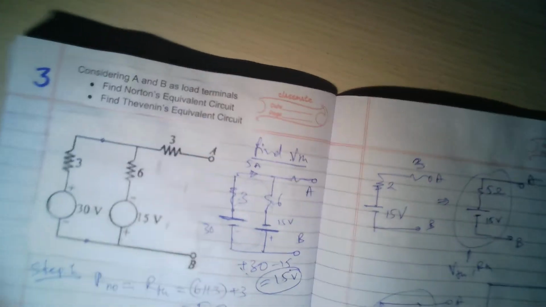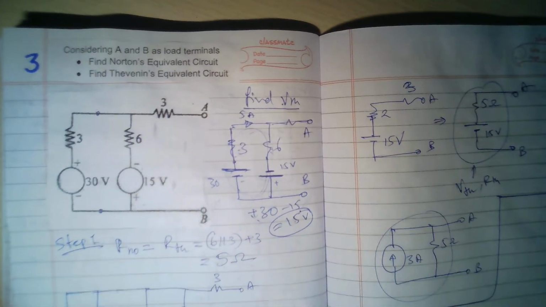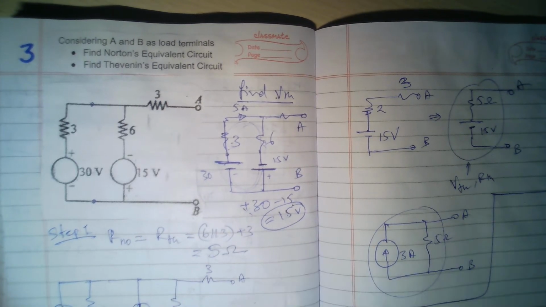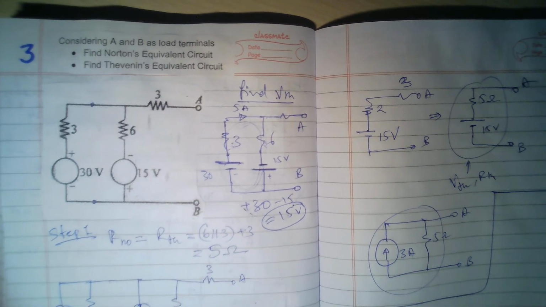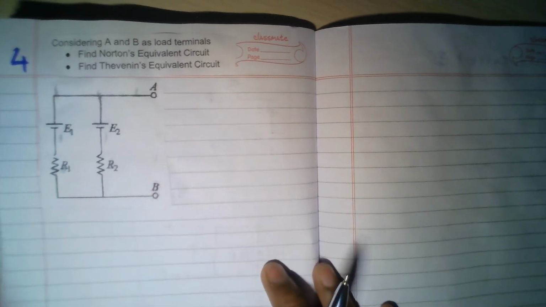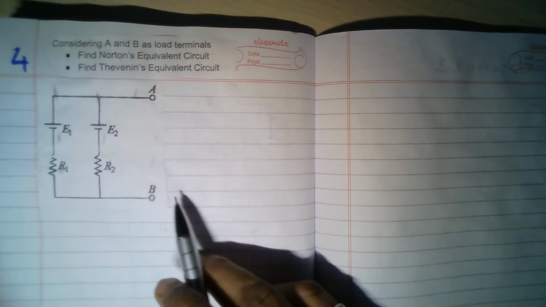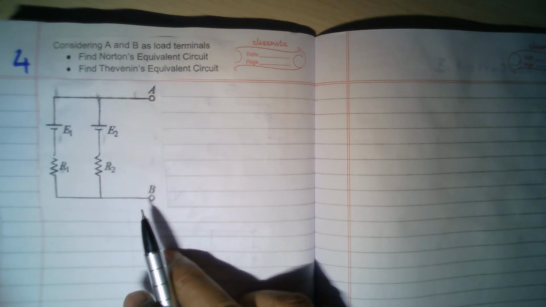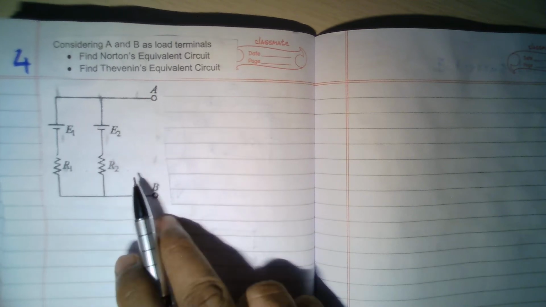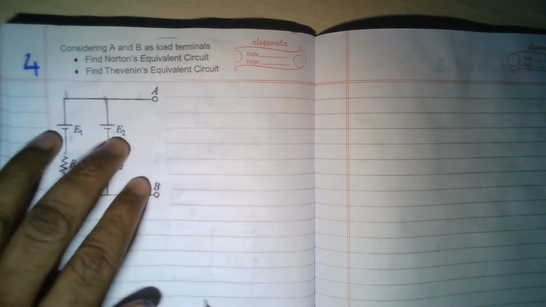Anyway, I think I'm spending too much time on the third problem, because the methodology is different, that's why I spent that time. Now let's go to the fourth problem. Again, you can pause and check. The interesting thing is there are no numericals given, so find Norton's equivalent circuit in terms of E1, E2, R1, R2. Two EMFs are given, two resistances are given.